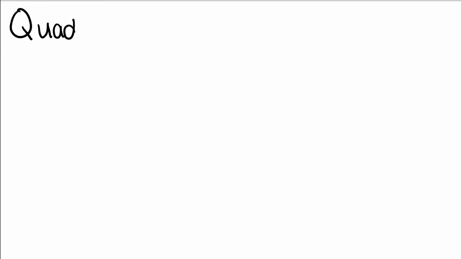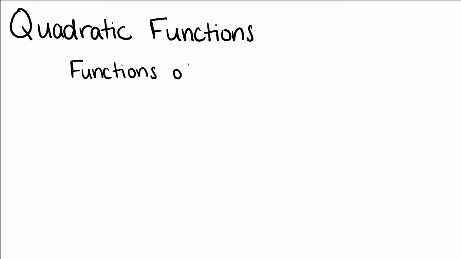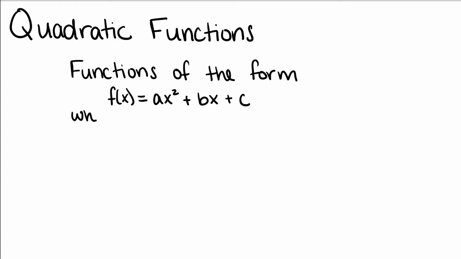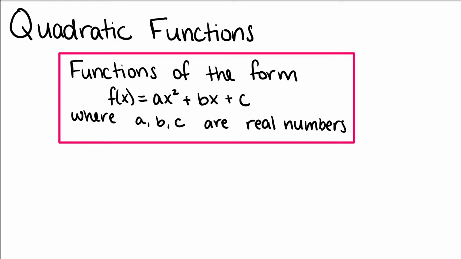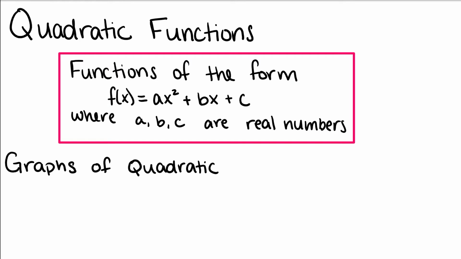Today we're going over quadratic functions. Quadratic functions are functions of the form f of x equals ax squared plus bx plus c, where a, b, and c are real numbers. Additionally, when we see our quadratic functions in the form ax squared plus bx plus c, this is in standard form. The graph of a quadratic function is a parabola.